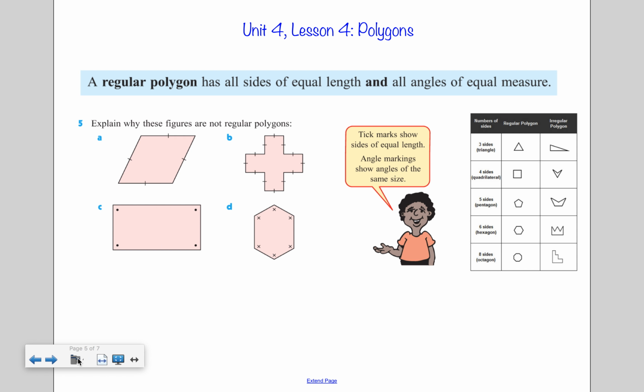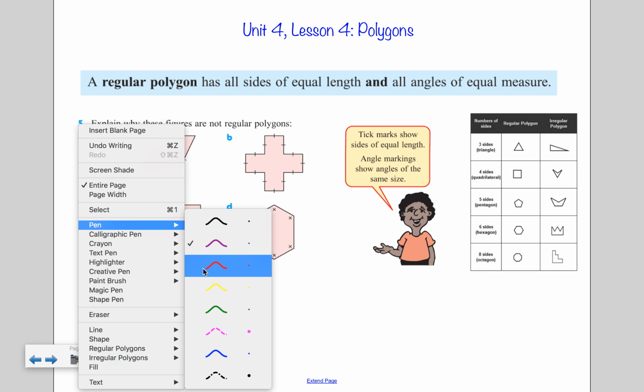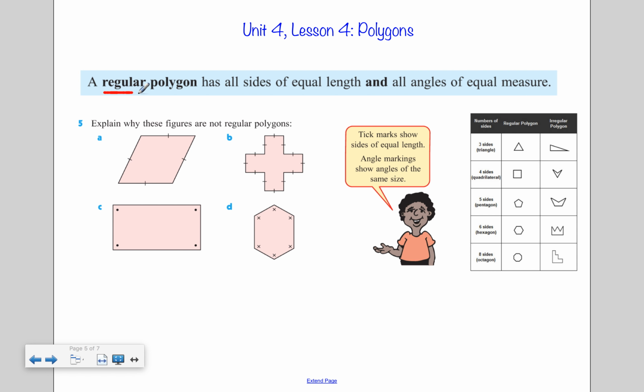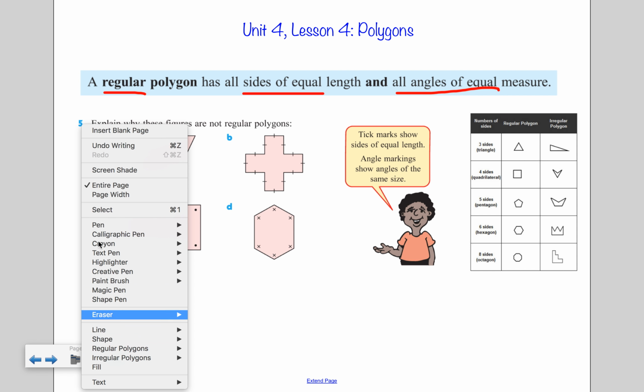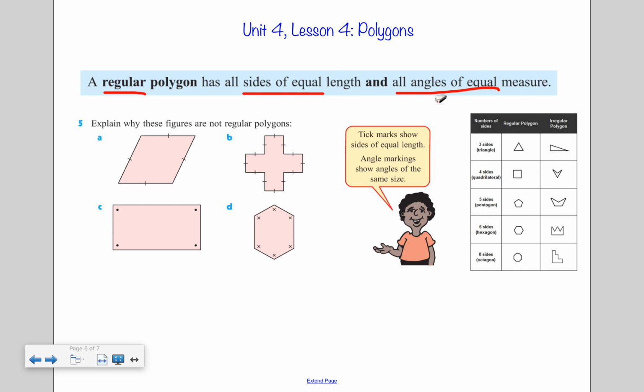a regular polygon. A regular polygon is a special type of polygon, and it has all sides that are equal and all angles that are equal. So all sides have to be exactly the same, and therefore all angles have to be exactly the same. Sorry, I wrote that a little bit ugly there. All right, just so you can read it: all sides are equal, all angles are equal.